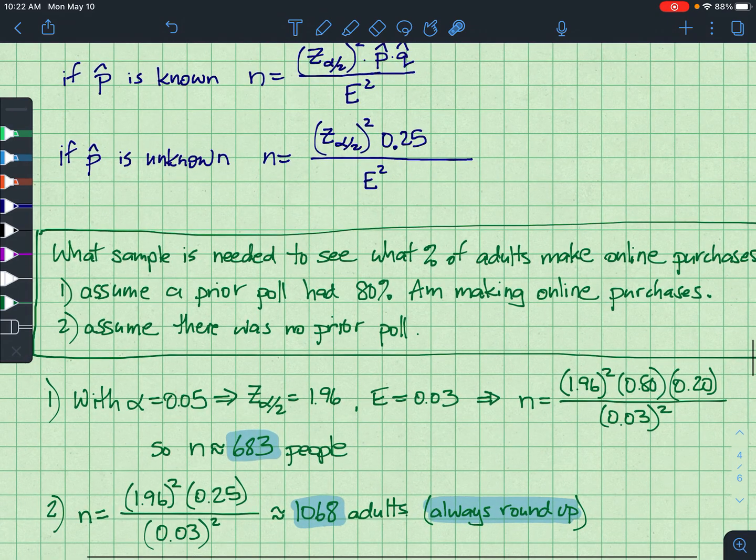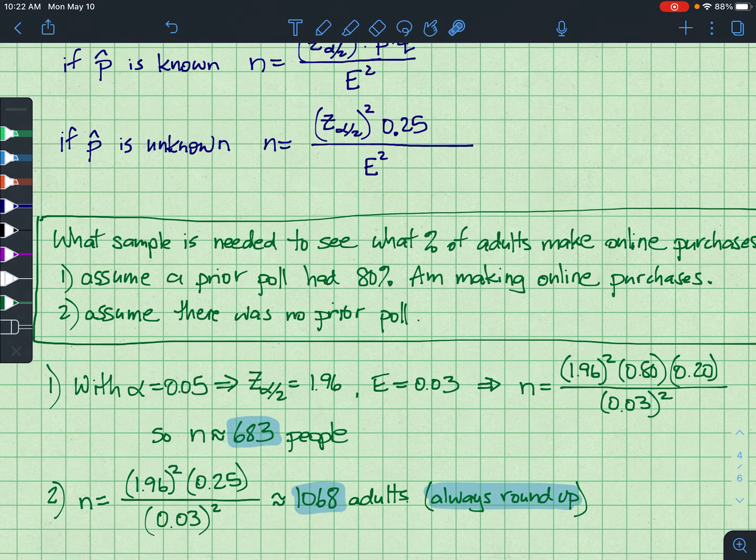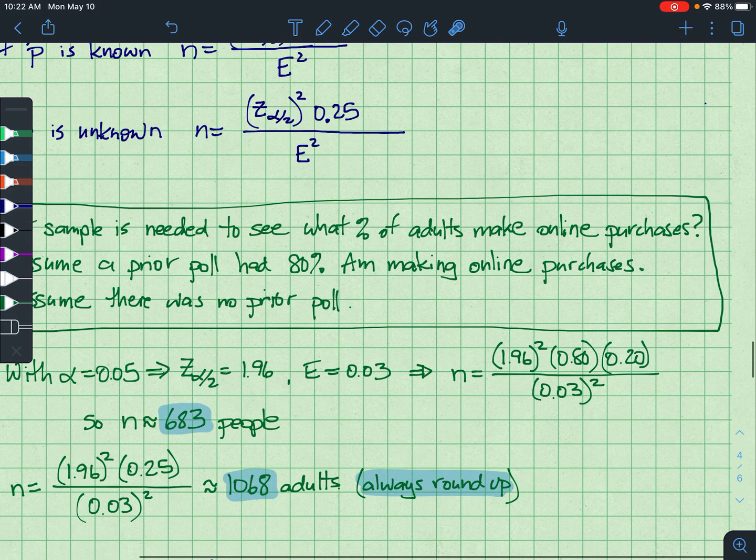All right, what sample is needed to see what percentage of adults make online purchases? Assume a prior poll had 80% of Americans making online purchases. Then assume that there was no prior poll, so you're doing a fresh one. So again, we're looking for what sample is needed. We start with the 0.05. Again, we find the corresponding z-score for our confidence level and our margin of error, and then we multiply all that out, and that tells me that we need 683 people. Verify that on your calculator.